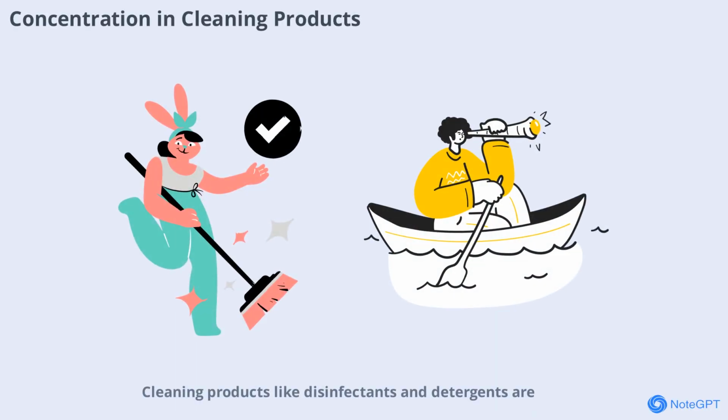Cleaning products like disinfectants and detergents are formulated with specific concentrations of active ingredients. Too much or too little can affect their effectiveness. Manufacturers use concentration calculations to ensure products work as intended and are safe to use.